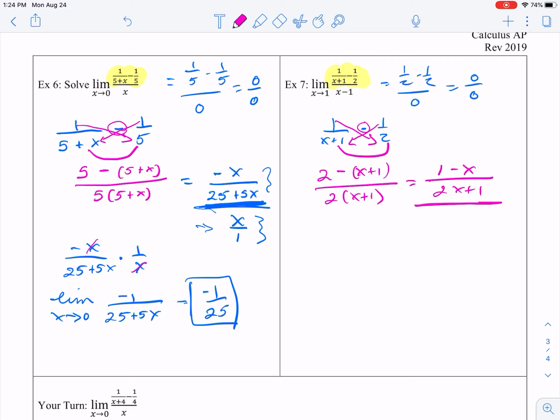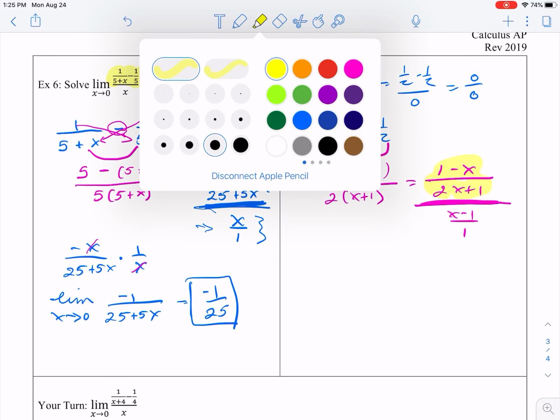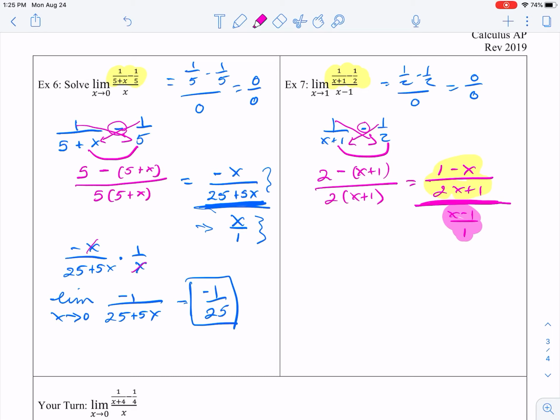Remember, it's the top half of my fraction. The bottom is x minus 1 over 1. So I have this fraction on top of this fraction. And I got to clean it up. So I have 1 minus x over 2x plus 1 times 1 over x minus 1.